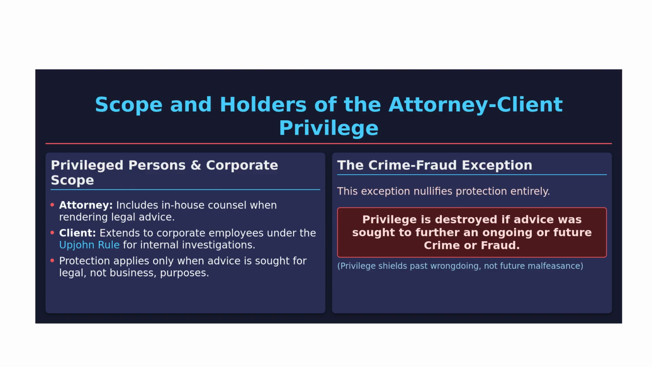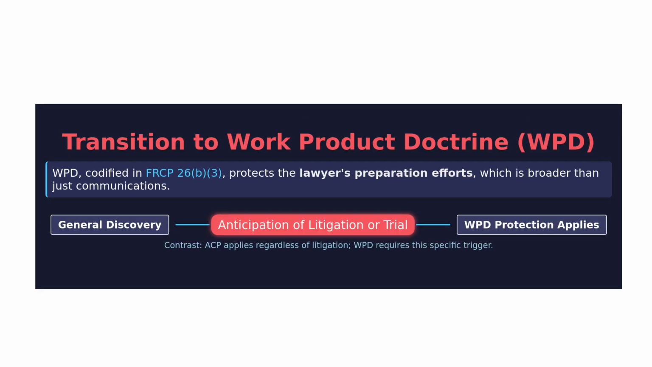Now, we must address the most significant limitation: the crime-fraud exception. This exception completely destroys the privilege. If the client seeks legal advice from the attorney for the purpose of furthering, committing, or concealing an ongoing or future crime or fraud, the communication loses all protection. The privilege shields past wrongdoing, but never future malfeasance. We have thoroughly examined the attorney-client privilege, its scope, and its critical exception for crime and fraud.